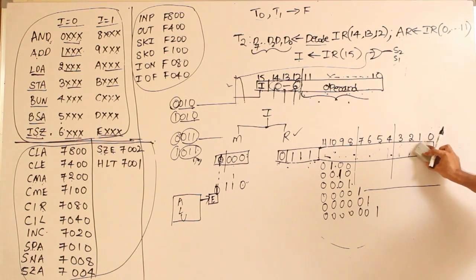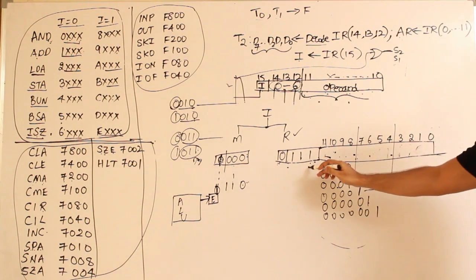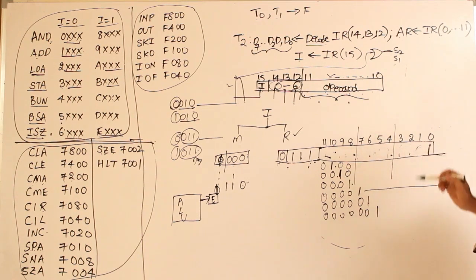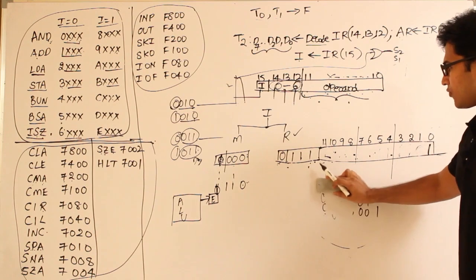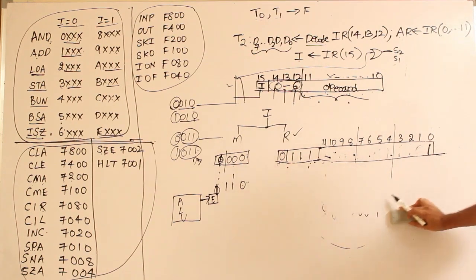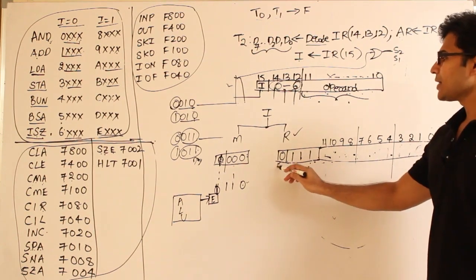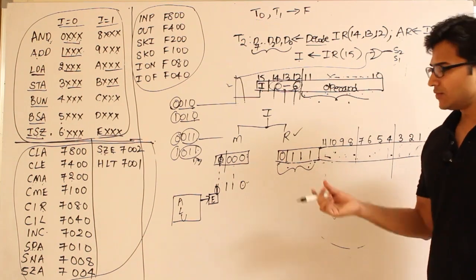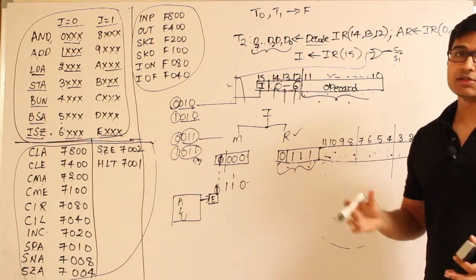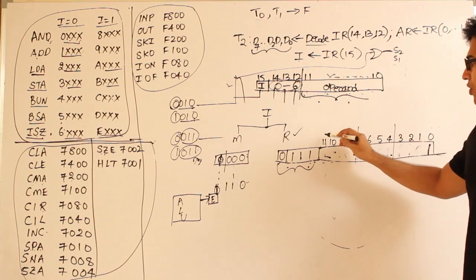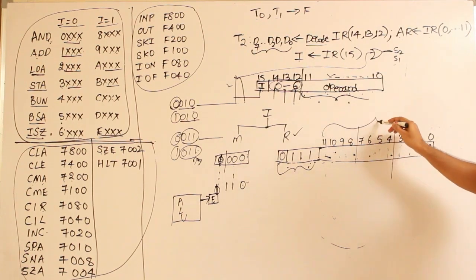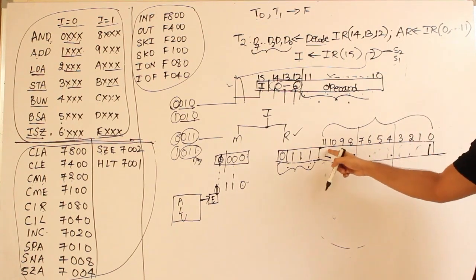And the next one is halt, 7001. 7001 means here. Now if you observe this, for the register type operation, this entire part has been fixed to something which will indicate that this is a register related operation, and now for every operation we are using 1 bit of this.